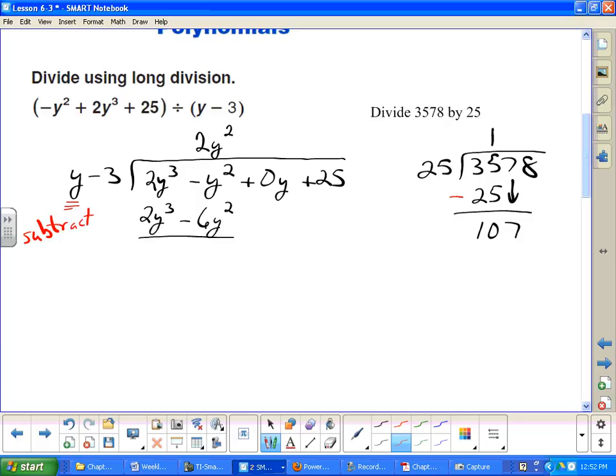What happens when I'm subtracting a polynomial? We're changing the signs, right? It's like multiplying by negative 1. Remember you did that last week, when we were subtracting polynomials. So when I subtract, I have to change the signs, because I'm subtracting this whole quantity. So this becomes a negative, and that becomes a positive.